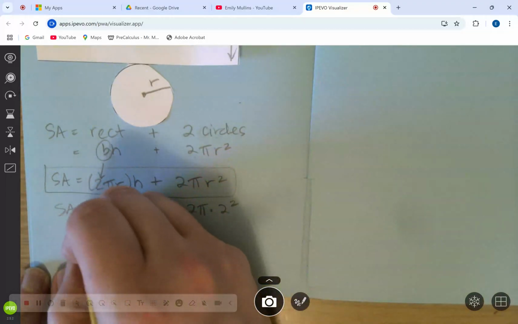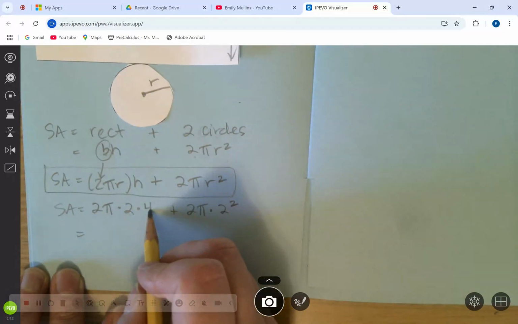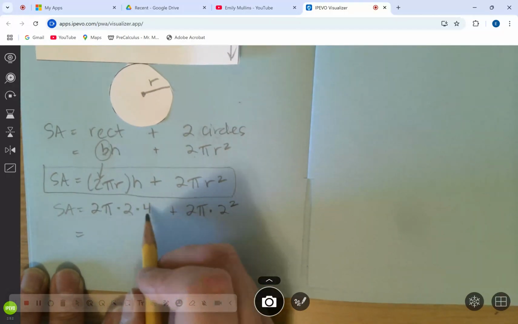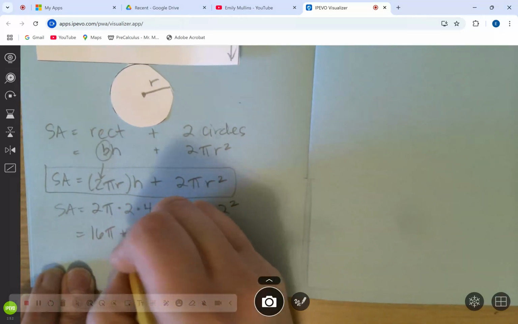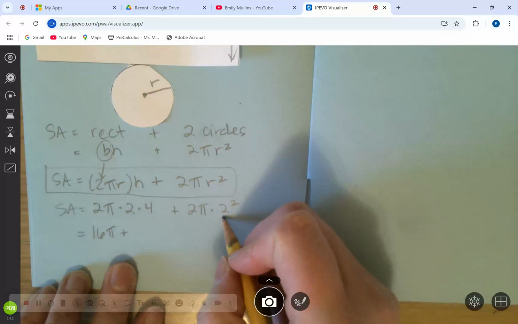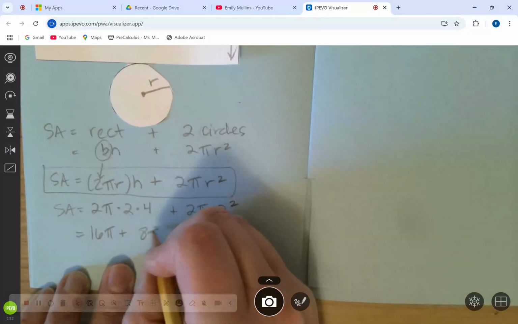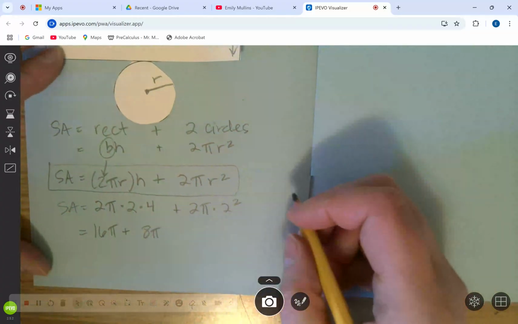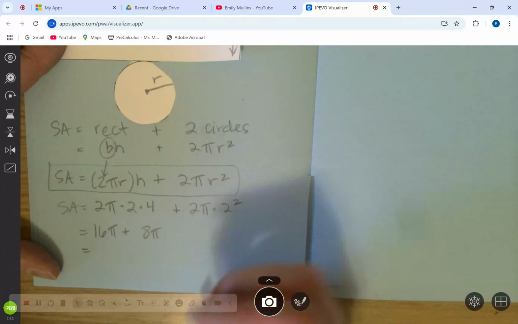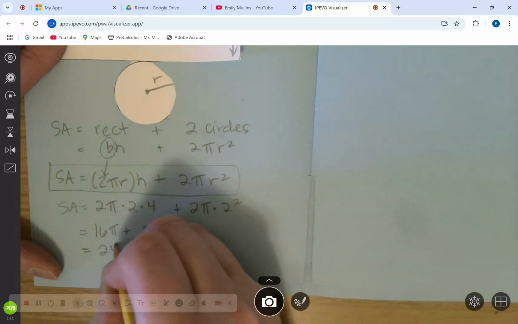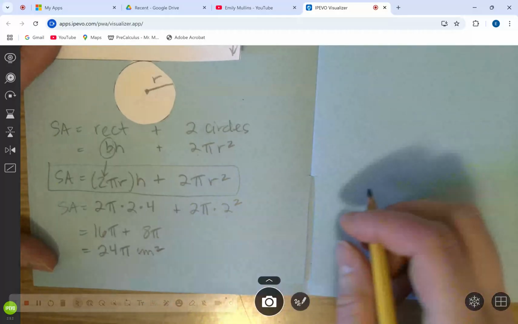So let's see. This is going to be 2 pi times 2 times 4. So let's multiply all of our constants. 2 times 4 is 8, times another 2 is 16. So we have a 16 pi, plus 2 squared is 4. 4 times 2 is 8 pi. So I can add these together because they both have the pi symbol in them. So 16 plus 8 is 24 pi, and that's going to be centimeters squared. That's my with pi answer.